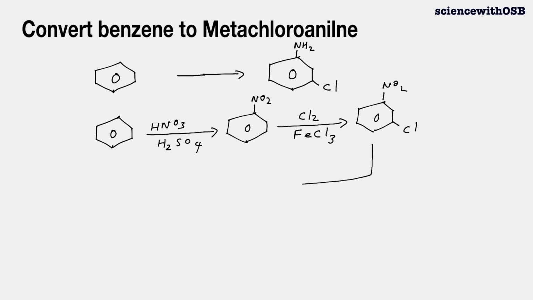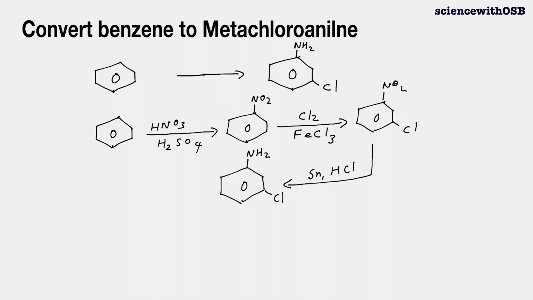Now what are we doing? We are going to reduce the NO2 group by adding tin and HCl. So what are you getting? You are getting chlorine at the meta position. So what is the name of the product? It is meta-chloroaniline. Very easy, right?